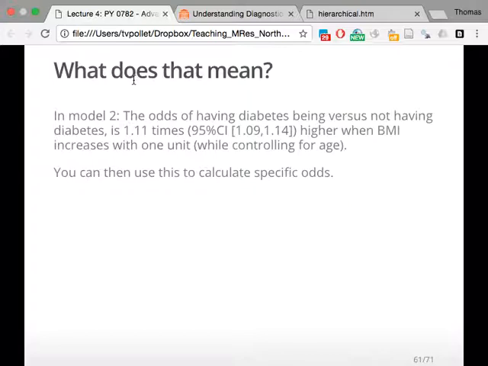And you can use this to calculate specific proportions and predictions, because these are odds ratios, and you can calculate back to proportions. The odds ratio is the odds of something happening versus something not happening, divided by the odds of something else happening versus not happening. Because the odds is p over 1 minus p, the odds of something happening versus something not happening.